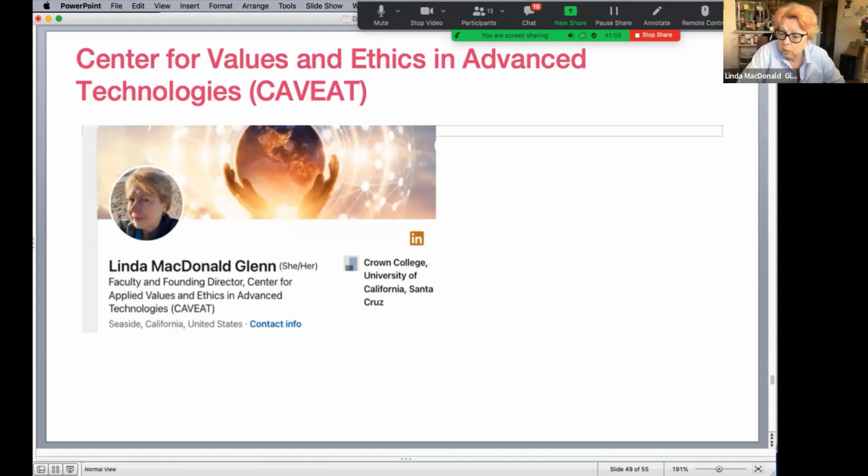So at UC Santa Cruz, we've started the Center for Values and Ethics and Applied Values. Sorry, there's one word missing there. It should be the Center for Applied Values and Ethics and Advanced Technologies, CAVEAT for short. If you can go on to the next slide.